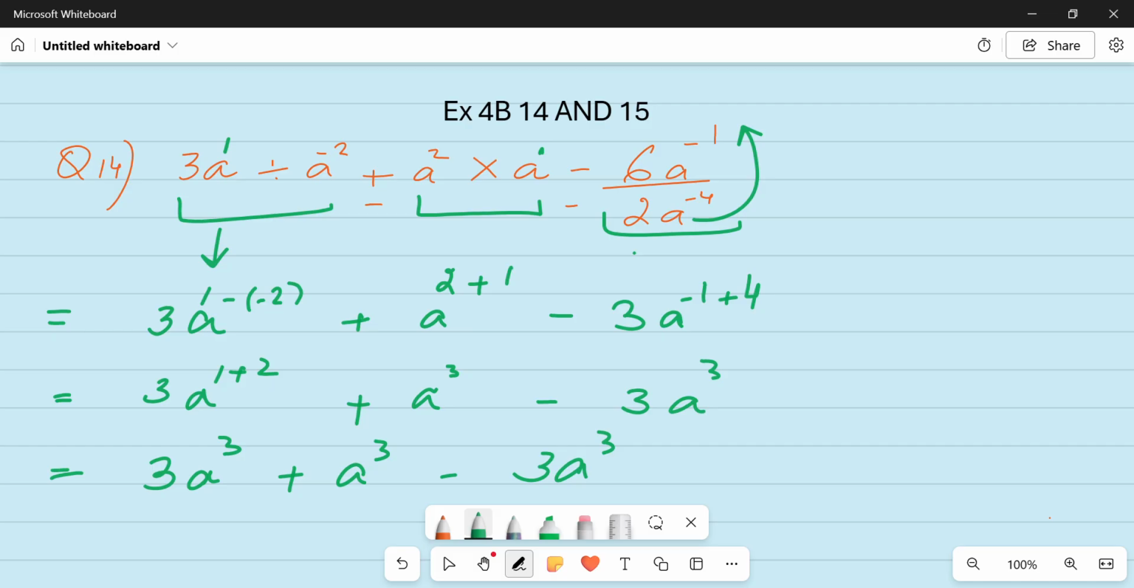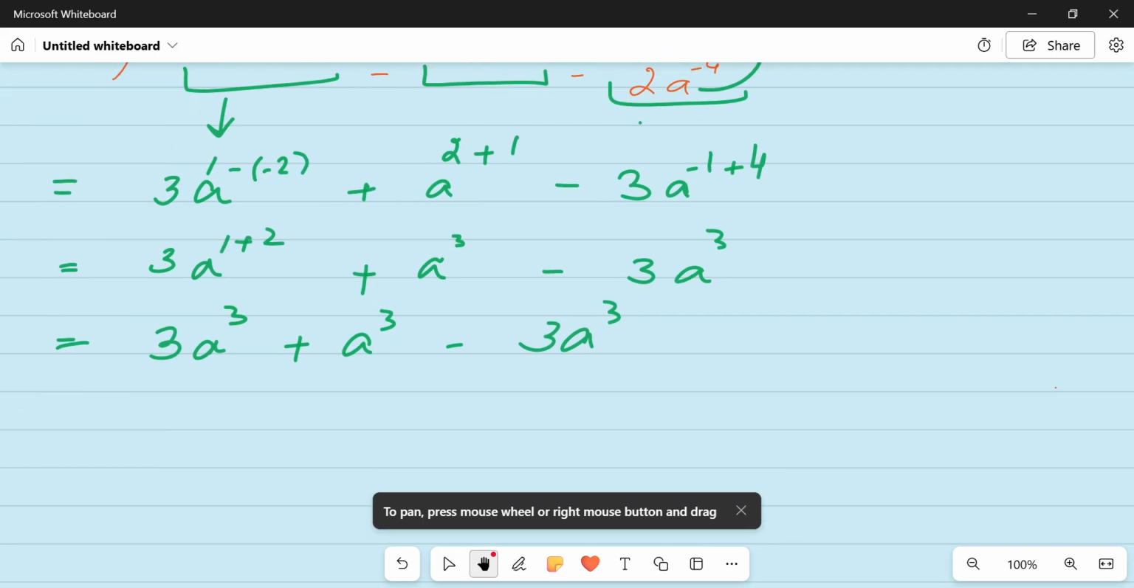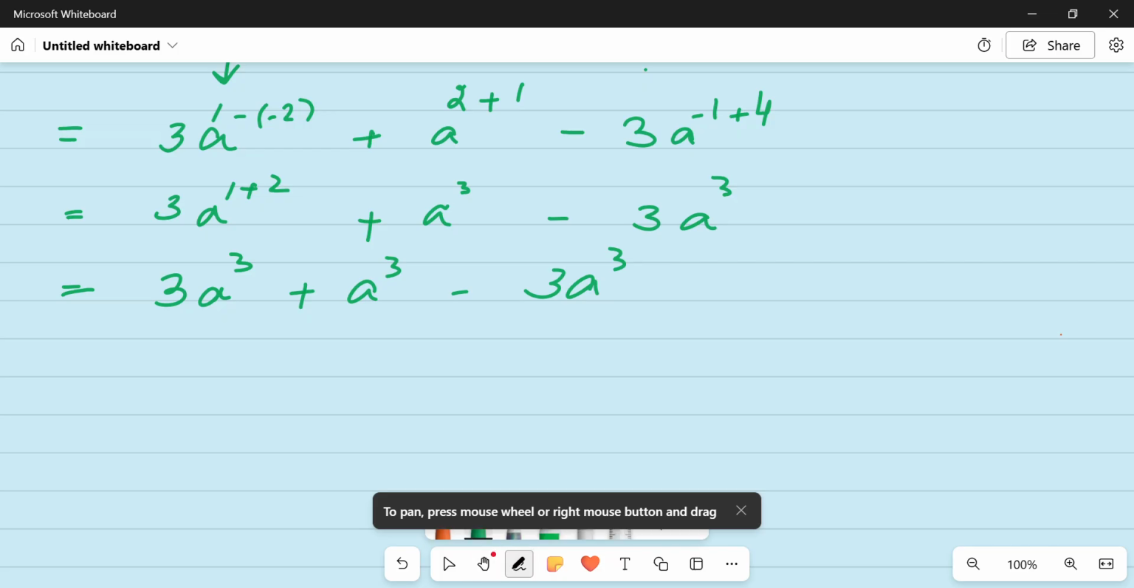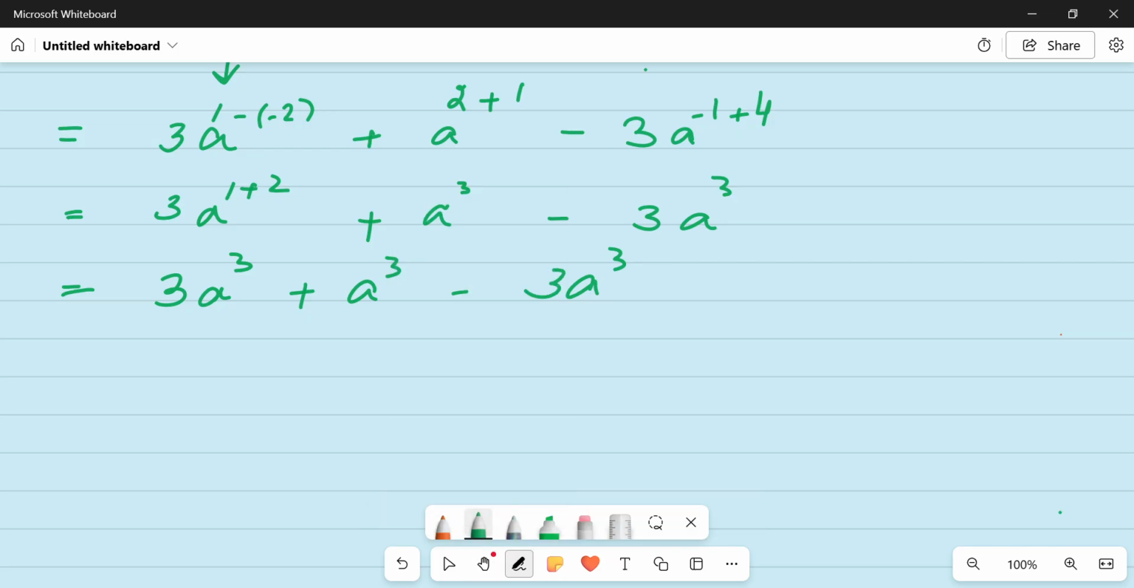Now solve them. All the powers are same, right? And you know that in algebra, when they are like terms, we add and subtract. So here we have a coefficient 1. So 3 plus 1 gives you 4a^3.